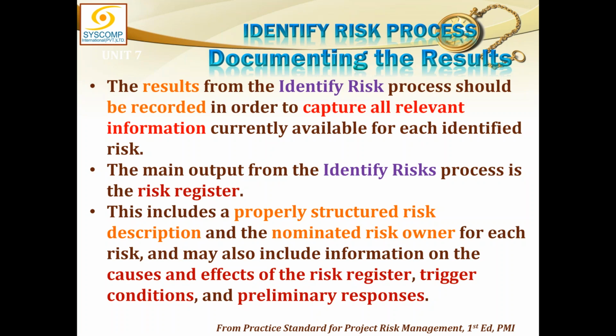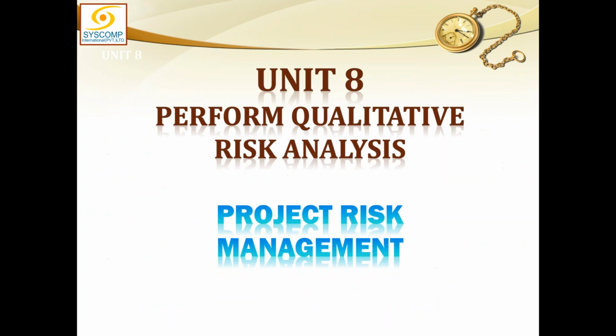Other attributes, if available, can be filled in for each risk and may also include other information, like the cause and effect in the risk register, the trigger, the condition, the sensor, preliminary response, and so on and so forth. As many attributes as can be gathered when the risks are identified is always useful. But minimum, I must have a risk and a risk owner. So that brings me to the end of risk identification.